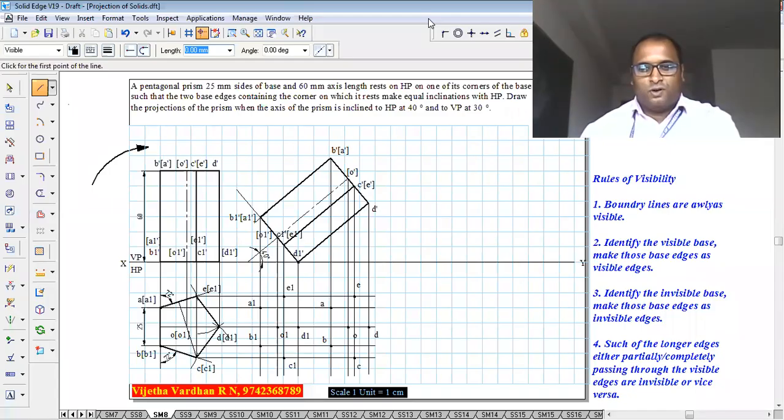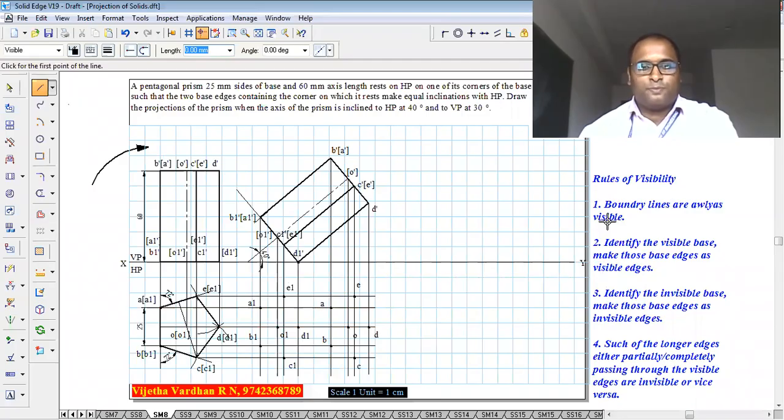Yes guys, so after which now you can see that we have marked all the respective points like A, B, C, D, E and A1, B1, C1, D1 and axis positions O and O1. Now we shall apply the rules of visibility which is as shown. Now what is the rules of visibility?